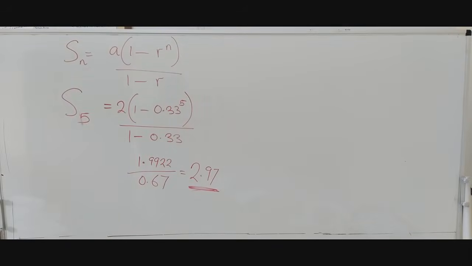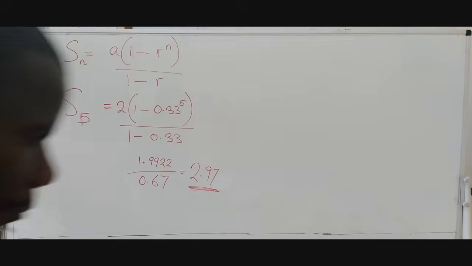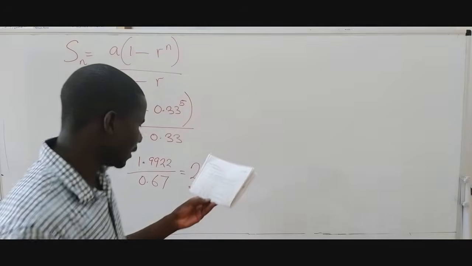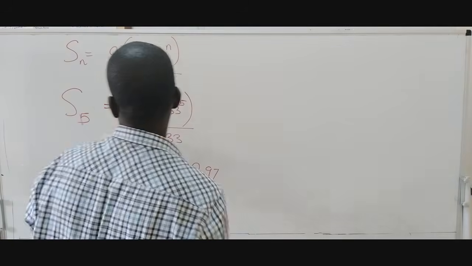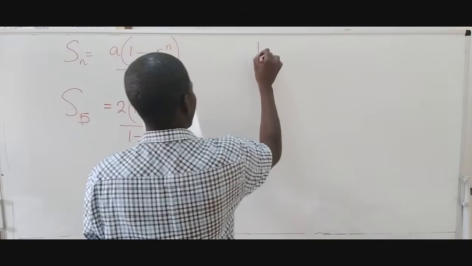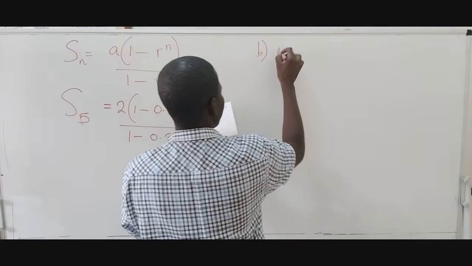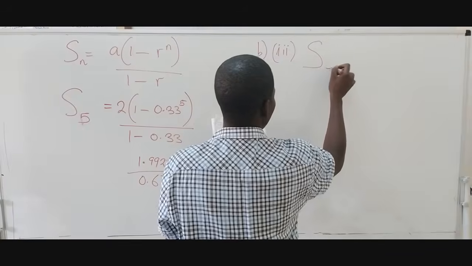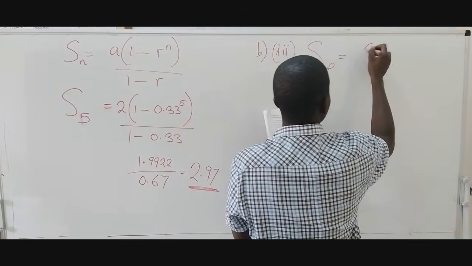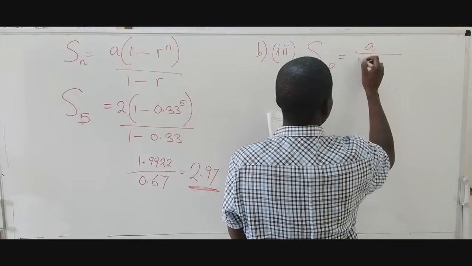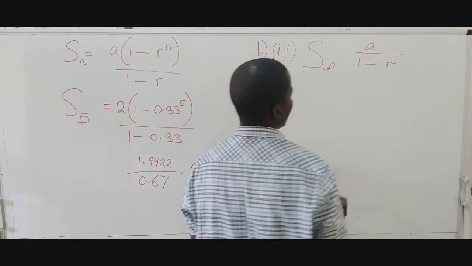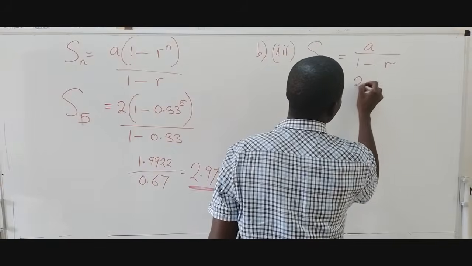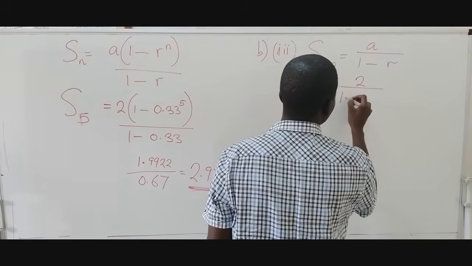Then we look at the other part, which is the last part, sum to infinity. So here we have B, sum to infinity, Roman numeral 2. What is the formula? The formula is the first term divided by 1 minus r. So what is our first term? Our first term is 2, divided by 1 minus.